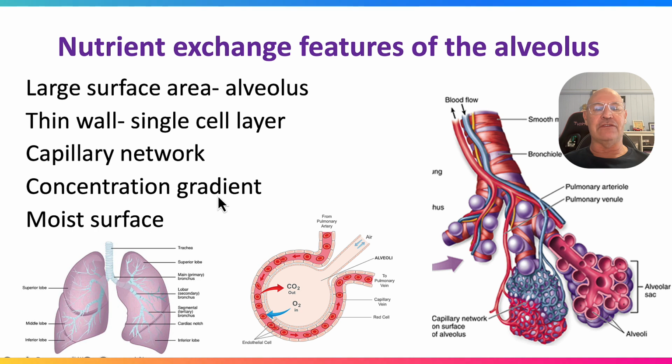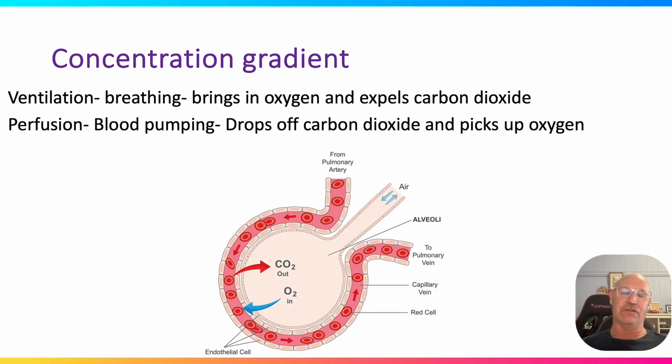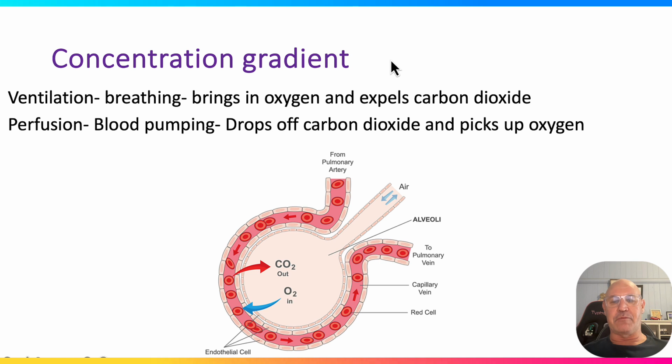And the last thing is that there needs to be a concentration gradient. We maintain this concentration gradient through breathing in and out, breathing in oxygen and expelling carbon dioxide. That maintains low carbon dioxide in the alveolus and high oxygen. We've also got perfusion, which is the movement of blood through the capillary network that brings high carbon dioxide and low oxygen blood back from the body.